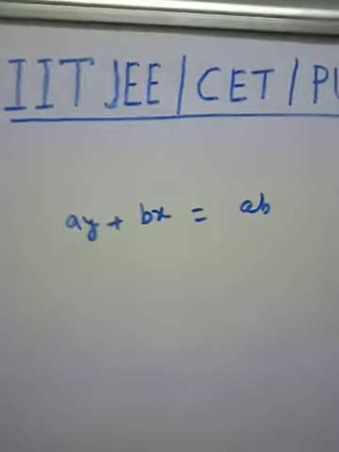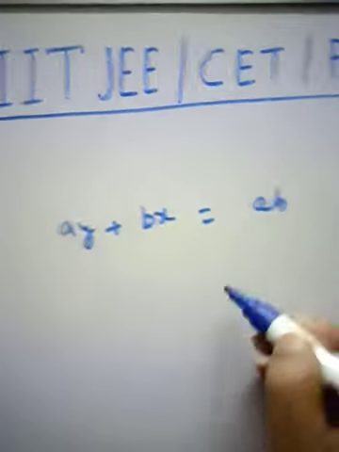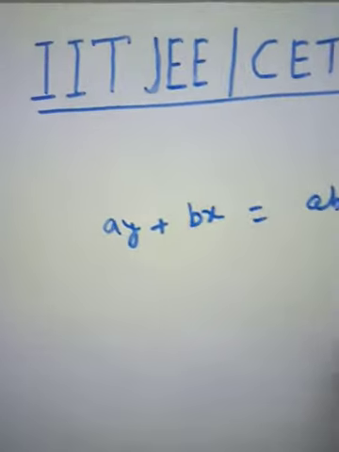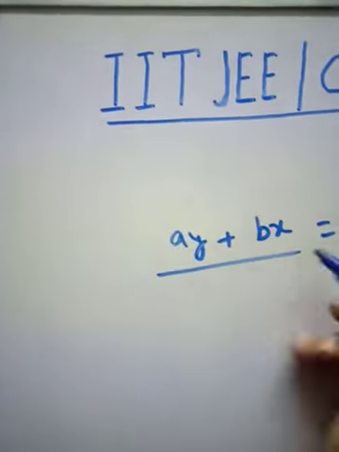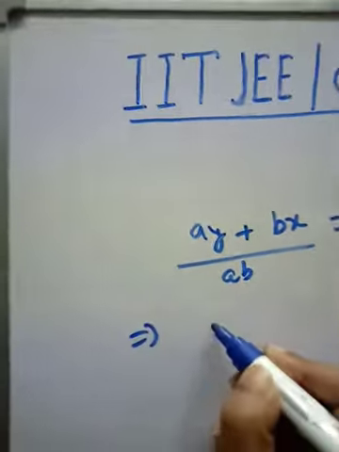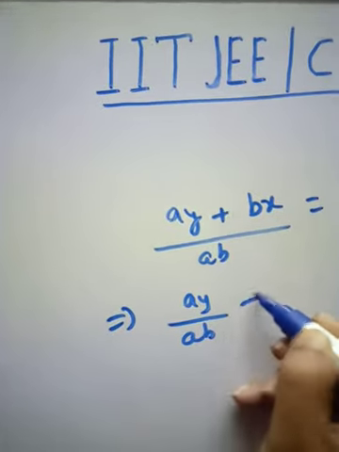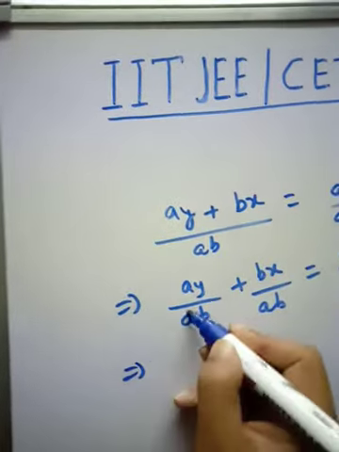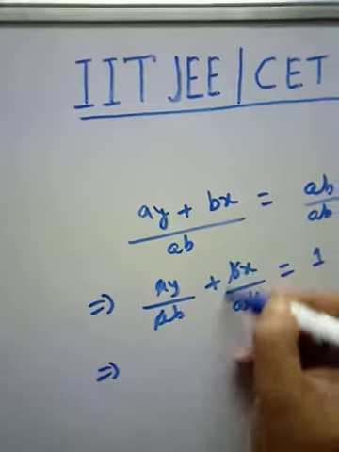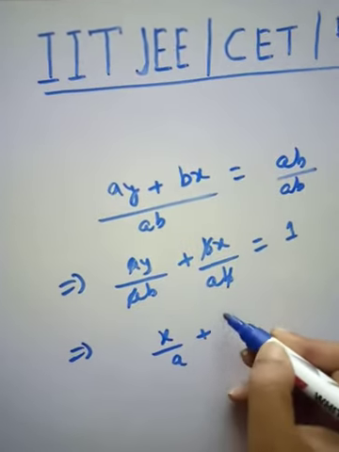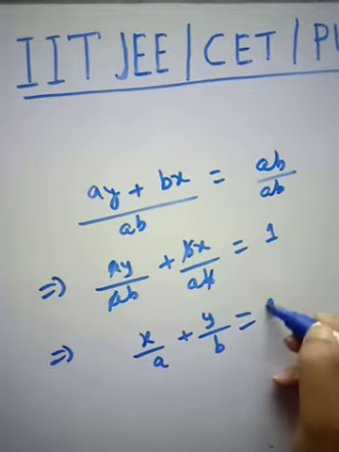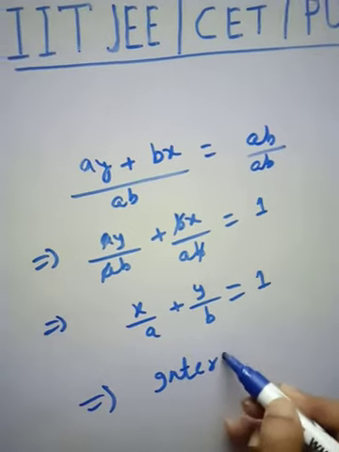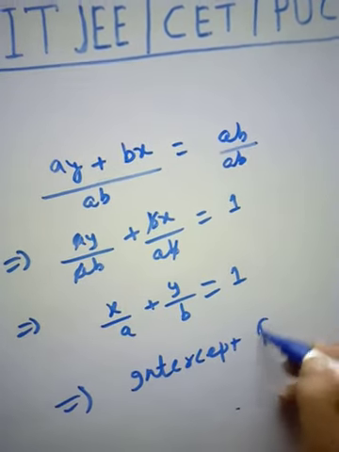So what is our intercept formula? The intercept formula is x by a plus y by b equals 1. So the right side is 1. How do we bring 1? Divide by ab on both sides. So ay by ab plus bx by ab equals 1. That means the b and a cancel. So here x by a plus y by b equals 1, and that is the intercept form of the straight line.